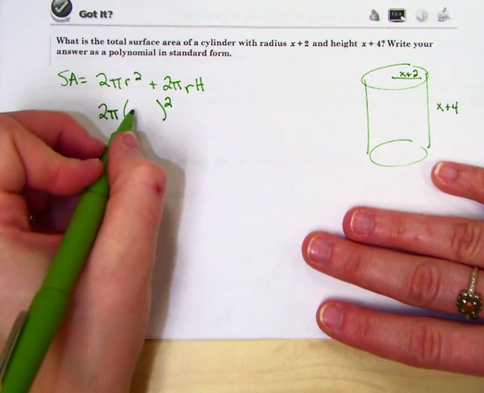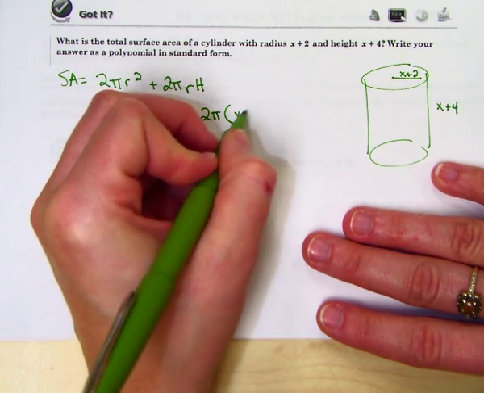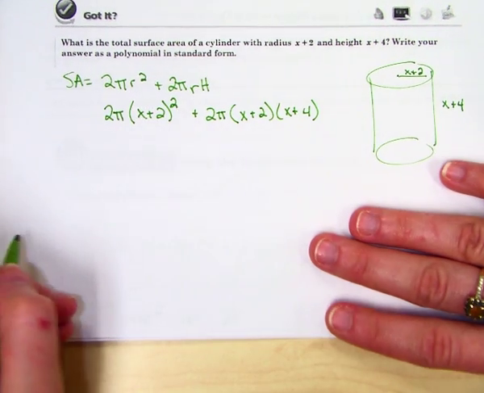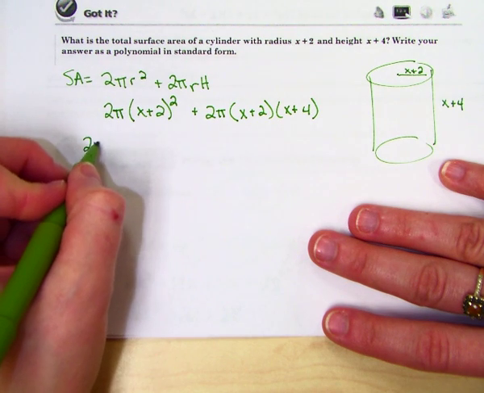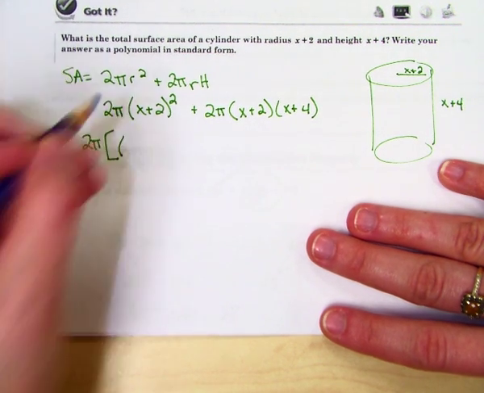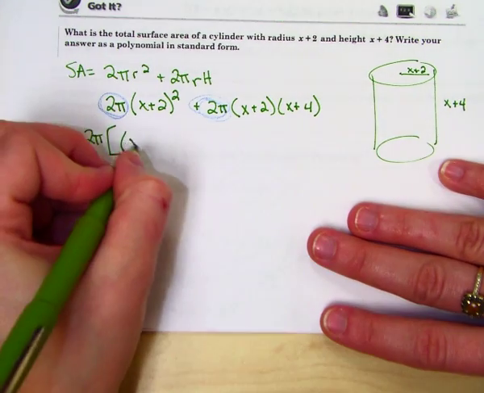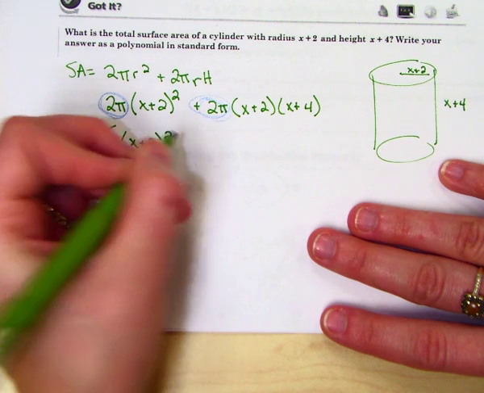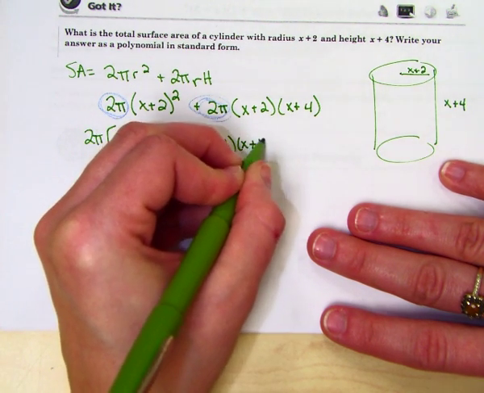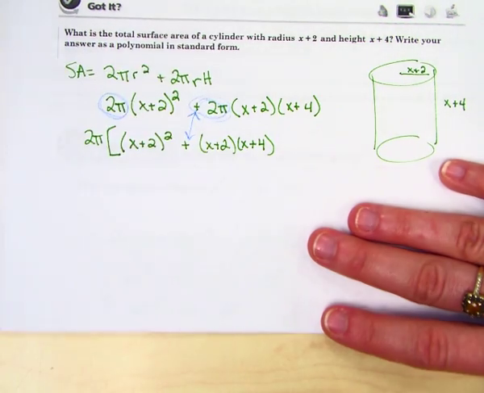Your radius is x plus 2, and your height is x plus 4. Let's factor out a 2 pi. We'll deal with it later. That leaves me with x plus 2, the quantity squared, plus x plus 2 and x plus 4. If you're wondering where this plus sign came from, that plus sign came from right there.